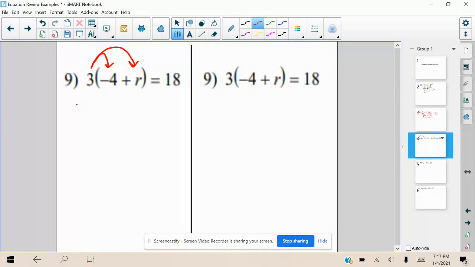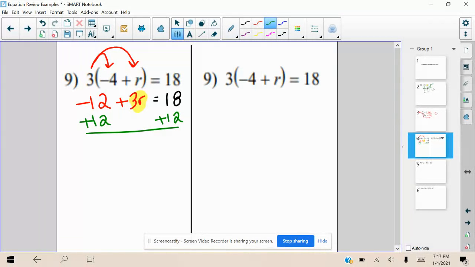So 3 times negative 4 is negative 12. 3 times r is going to be 3r. That's going to be equal to 18. Now, I want to isolate that positive 3r. In order for me to do that, that would mean negative 12 has to go to the other side. So in order for us to do that, we want that to be 0. Well, how do we get it to be 0? Well, we add 12.